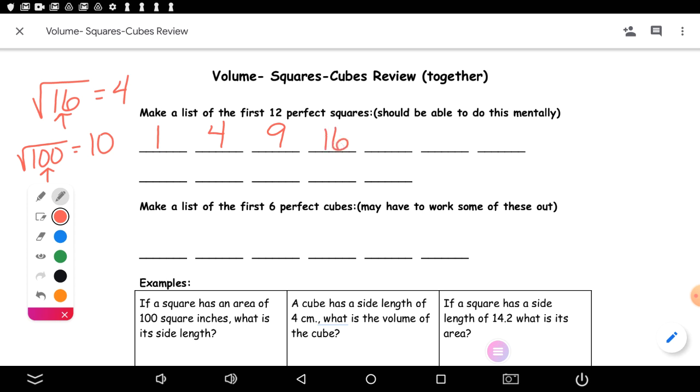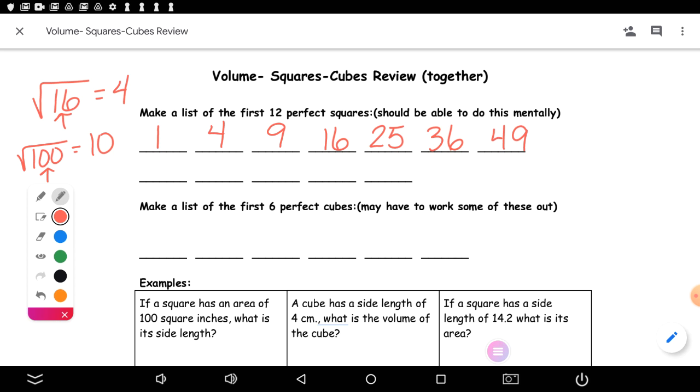Colton, what's going to come next? So 1 times 1, 2 times 2, 3 times 3, 4 times 4, 5 times 5, 25. So 25 is a perfect square. Maddox? 36. Brady? 49.